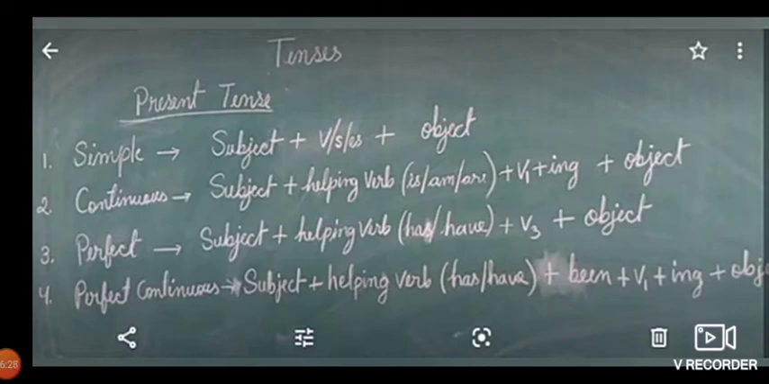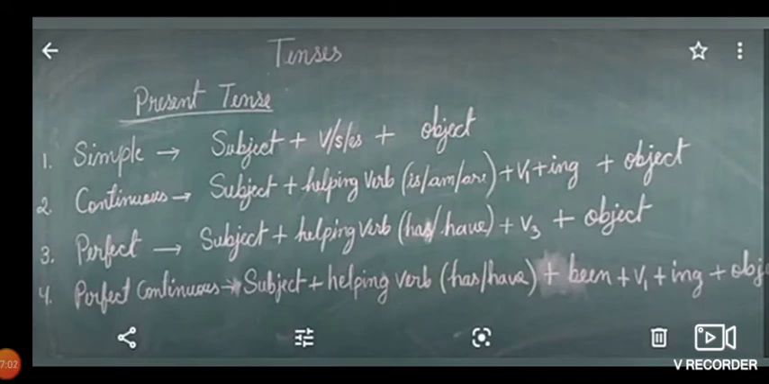Now, let us see the second one, that is simple present continuous tense. First is your subject, that is the doer: I, we, you, Rahul, Seema, etc. Plus your helping verb, that is am, is, are. Okay? Then plus your verb in ing form plus your object. So object means a letter, ice cream.